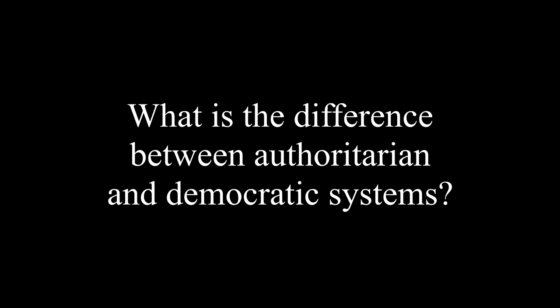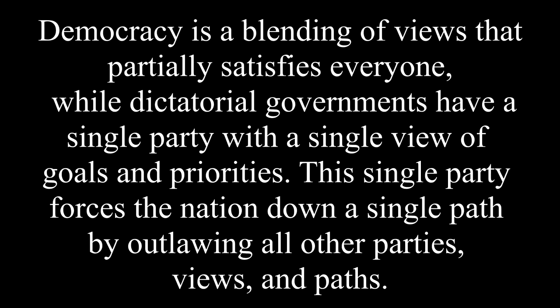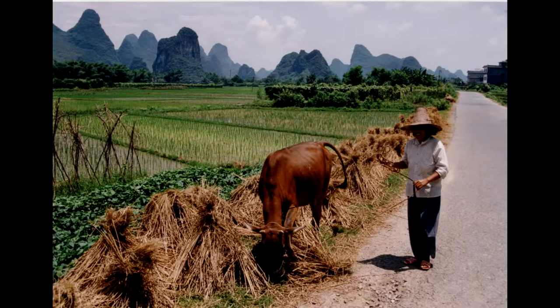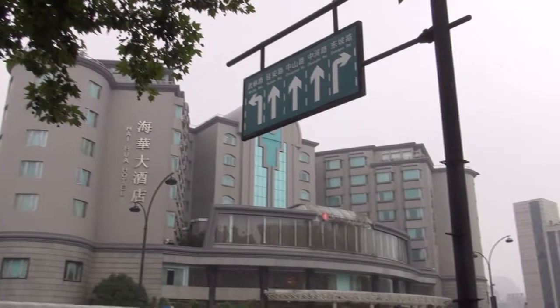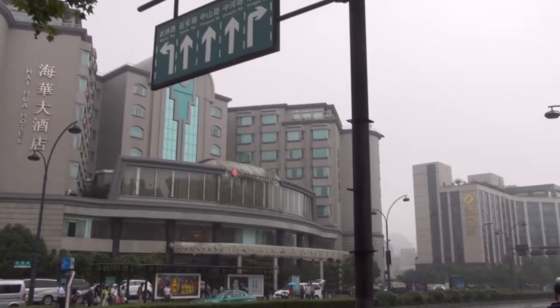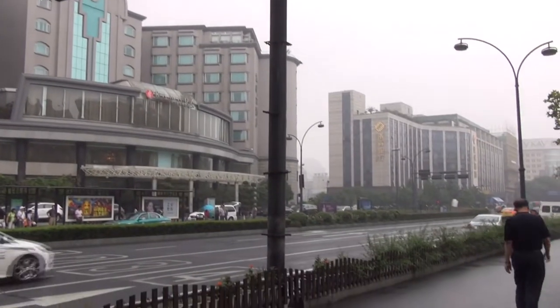What is the difference between authoritarian and democratic systems? Democracy is a blending of views that partially satisfies everyone, while dictatorial governments have a single party with a single view of goals and priorities. This single party forces the nation down a single path by outlawing all other parties' views and paths. Imagine how your nation would be quickly transformed if only a single party made all decisions without debate.